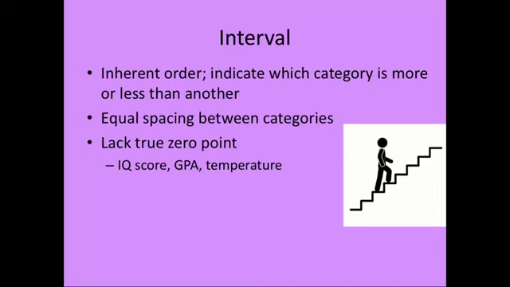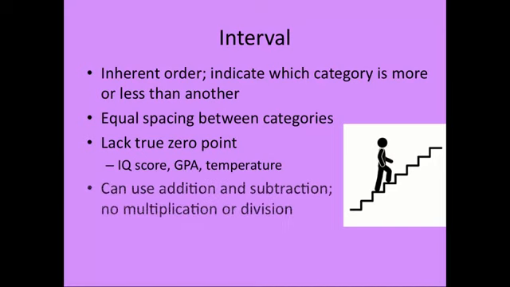Grade point average is another example, where you have equal spacing between categories, but no true 0. Because of this, we're limited to using only addition and subtraction, and can't use multiplication or division.